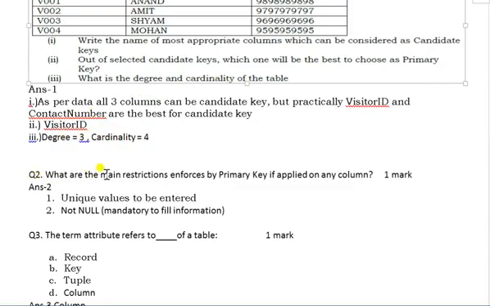Question number 2. What are the main restrictions enforced by primary key if applied on any column? So the answer is unique values to be entered and it is not null. So it is mandatory to fill the information. Now question number 3. The term attribute refers to blank of a table. So it is answer 3, option D, that is column.